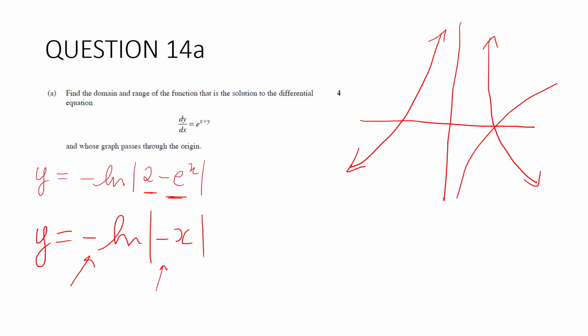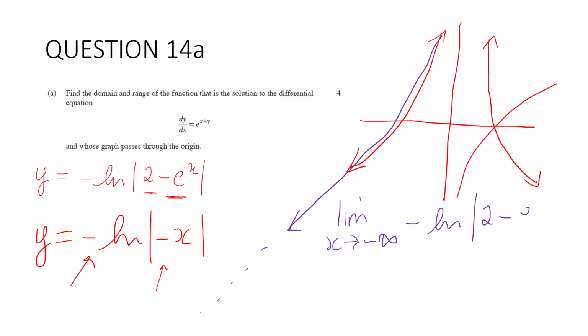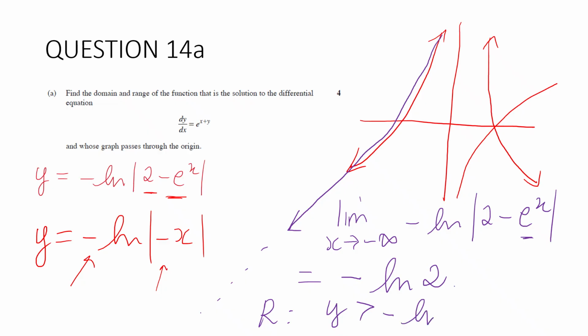So here's the question. Can this thing here keep going off happily to negative infinity, or does something stop it? In other words, what is the limit as x approaches negative infinity of negative ln(2 - e^x)? Well, we know e^x approaches 0 as x goes to negative infinity, so this thing is going to approach negative ln 2, and that's the lower bound. So our range is going to be y has to be greater than negative ln 2, because it is an asymptote and it tends towards there.